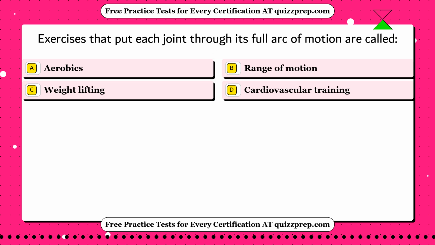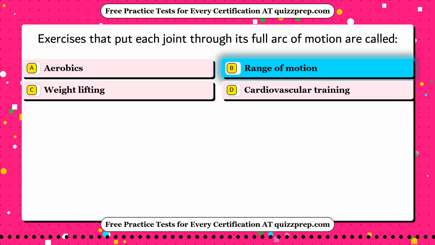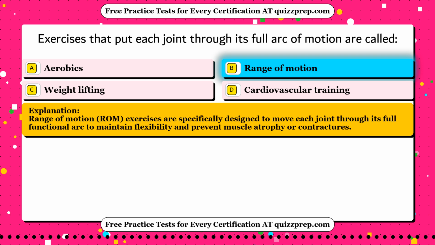Question 63. Exercises that put each joint through its full arc of motion are called option A, aerobics. Option B, range of motion. Option C, weightlifting. Option D, cardiovascular training. The correct answer is option B, range of motion. Range of motion, ROM, exercises are specifically designed to move each joint through its full functional arc to maintain flexibility and prevent muscle atrophy or contractures.